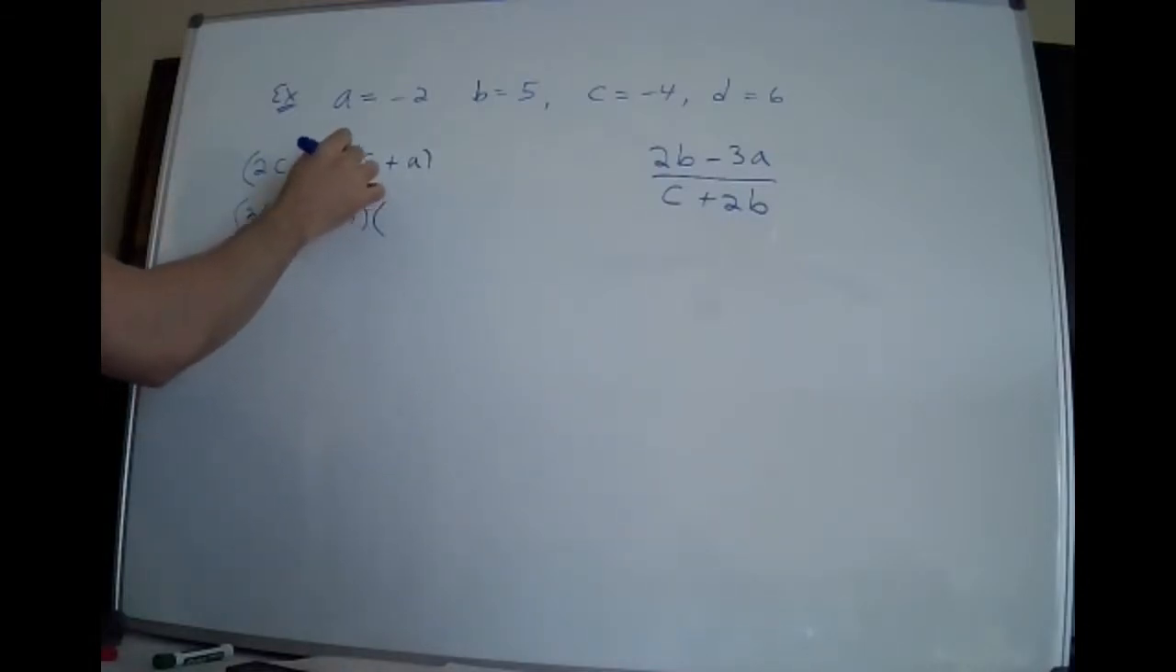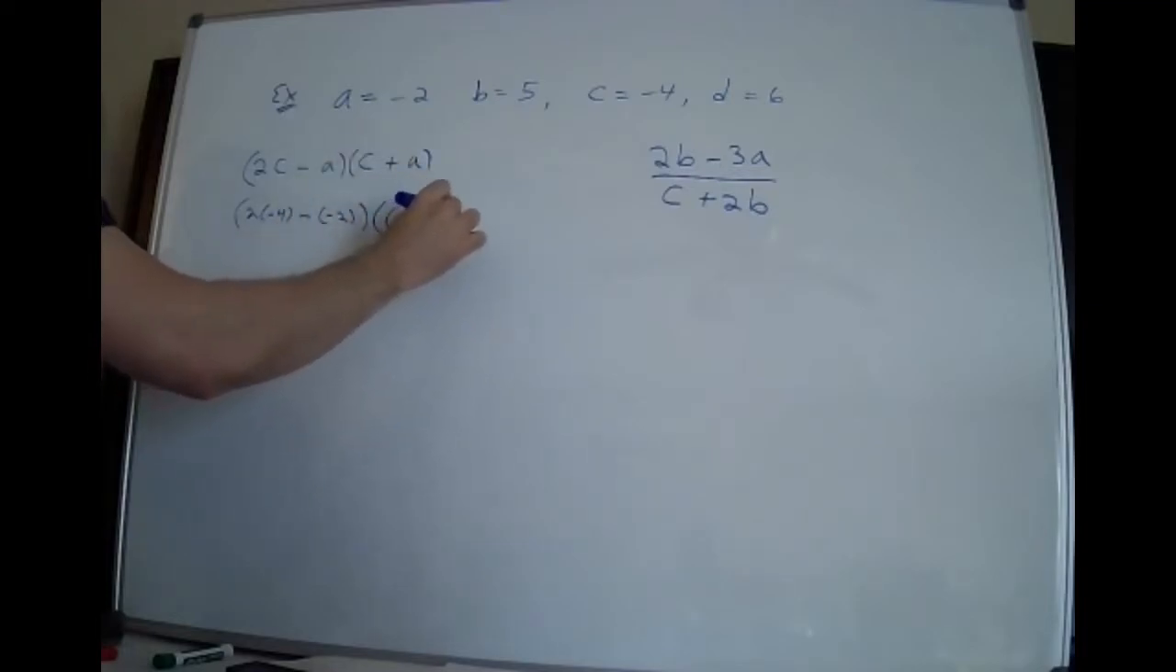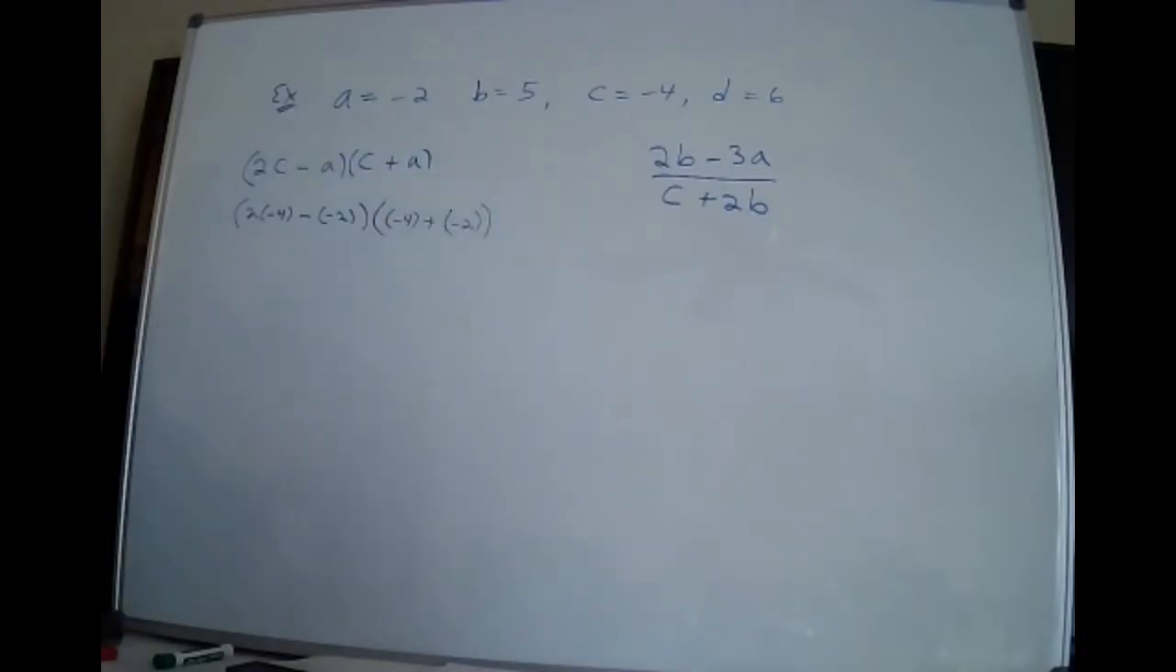Now, again, parentheses. What was C? -4. What was A? -2. Very careful. The plug-in step is very important. Now, 2 times -4 is -8. -1, there's an invisible 1 there. -1 times -2 is +2. This is just -4. Now, you add -2.